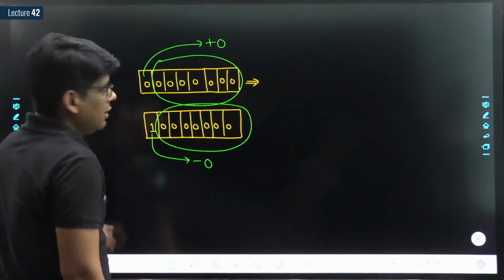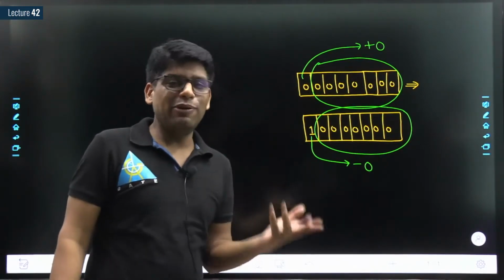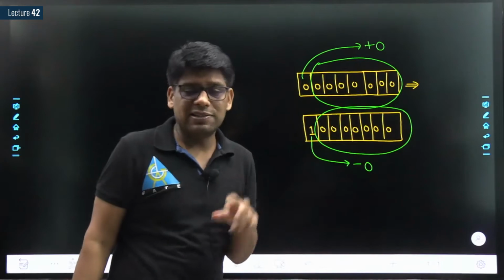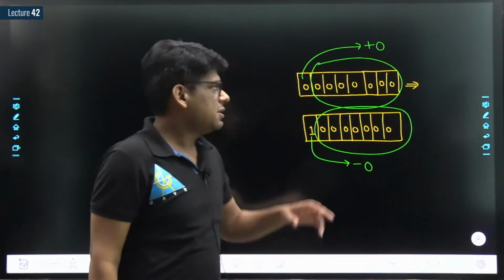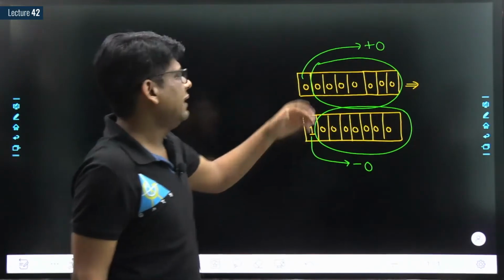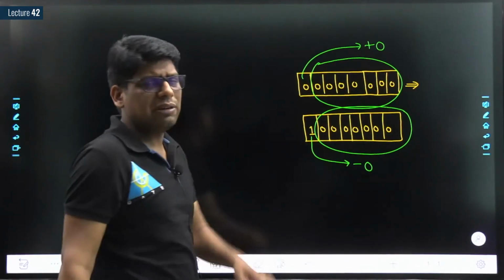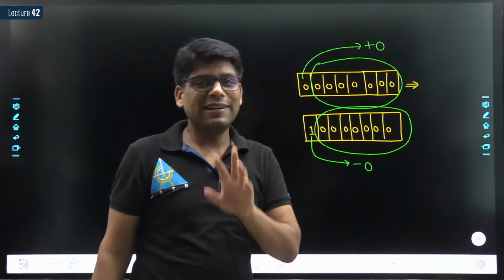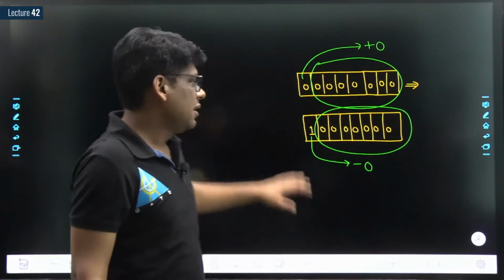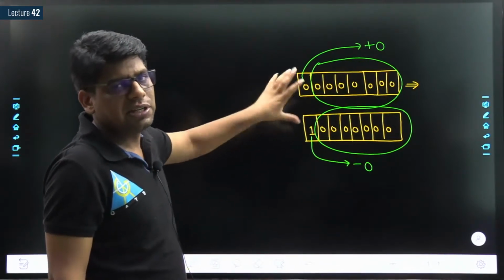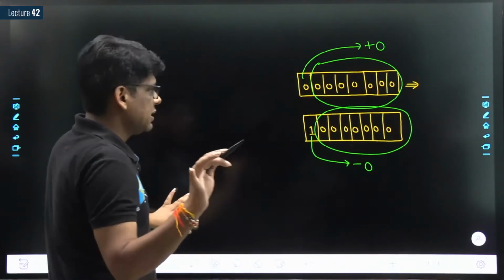This number representation will have 2 types of 0, plus 0 and minus 0. Is it so in mathematics? In mathematics, 0 is 0. You can say it falls in the positive category, but still there is plus 0 and minus 0. Why does 0 have 2 representations? This is wrong. So this number representation contains 2 representations for 0.